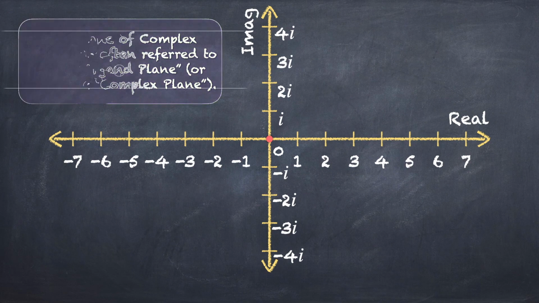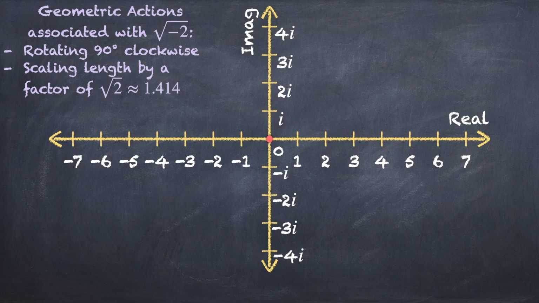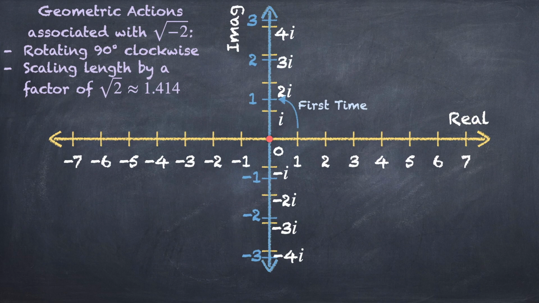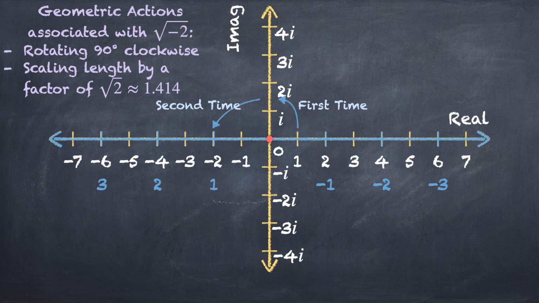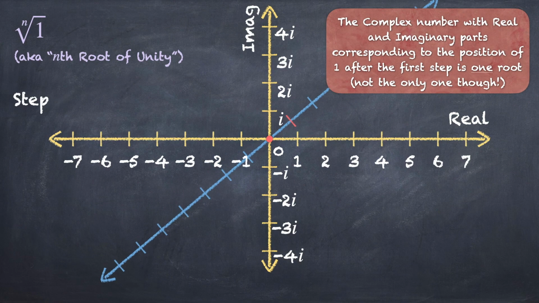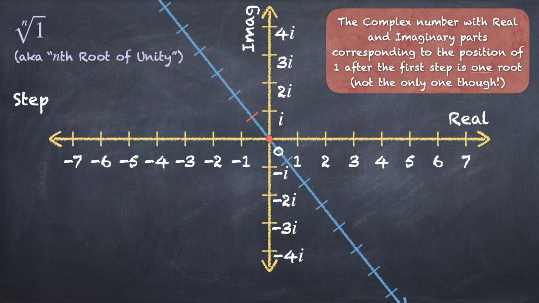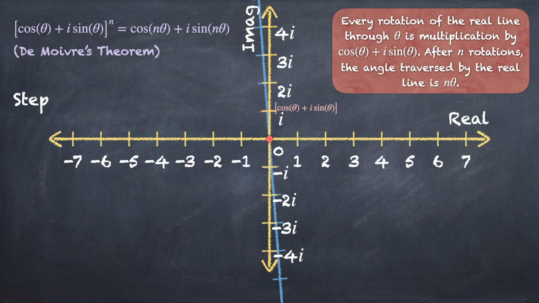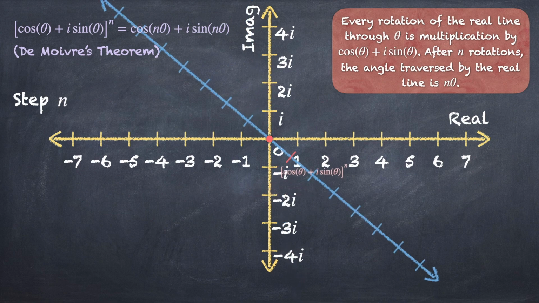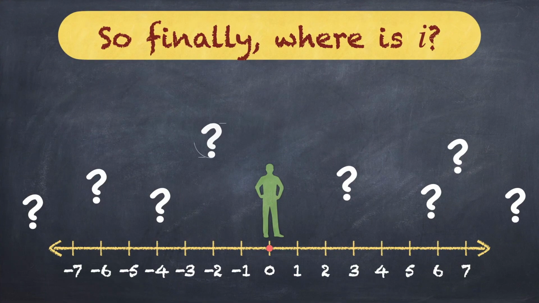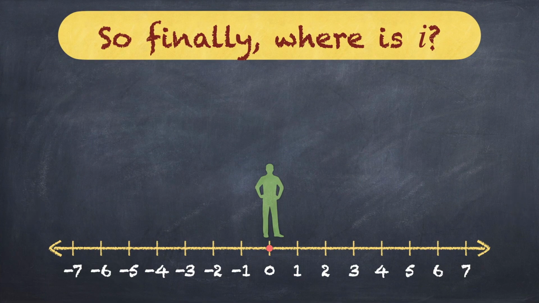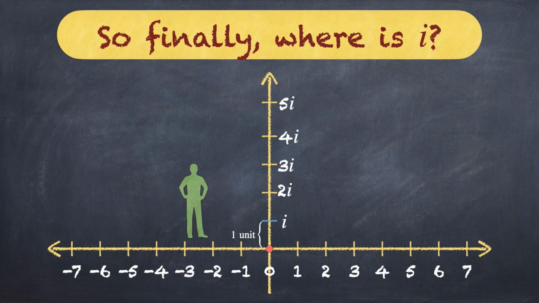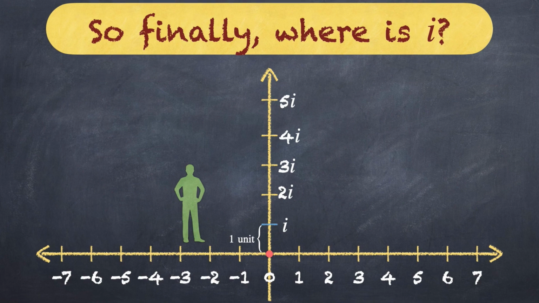And similar arguments can be made for, say, the square root of -2, the only difference being that the rotation will also need to be accompanied by some sort of scaling. The same principles that we use here can also be applied to locate the nth roots of 1, and the concept of multiplication and scaling even leads to important results like de Moivre's theorem. So finally, the answer to the question that we started off with is simple. i lies 1 unit above 0.